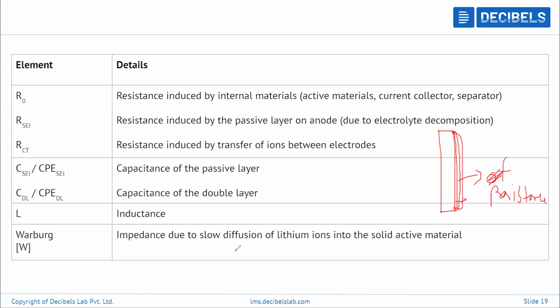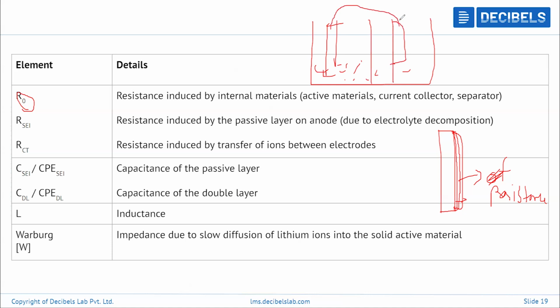This one, R naught, is nothing but the resistance offered by your electrolyte solution and your separator. When you take two electrodes and try to charge or discharge, electrons will be flowing through your external circuit, whereas ions will be flowing through your electrolyte. So this ion movement will have some resistance within the electrolyte, that is your solution, and maybe the separator. Even that resistance we can call R naught.